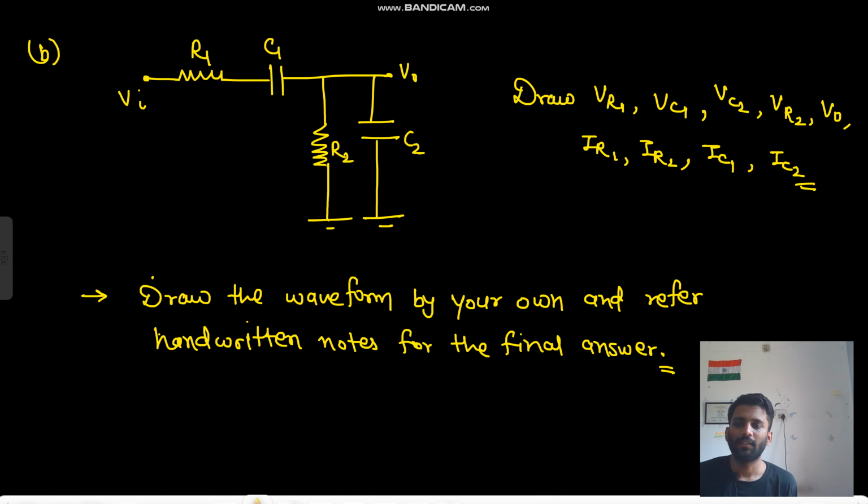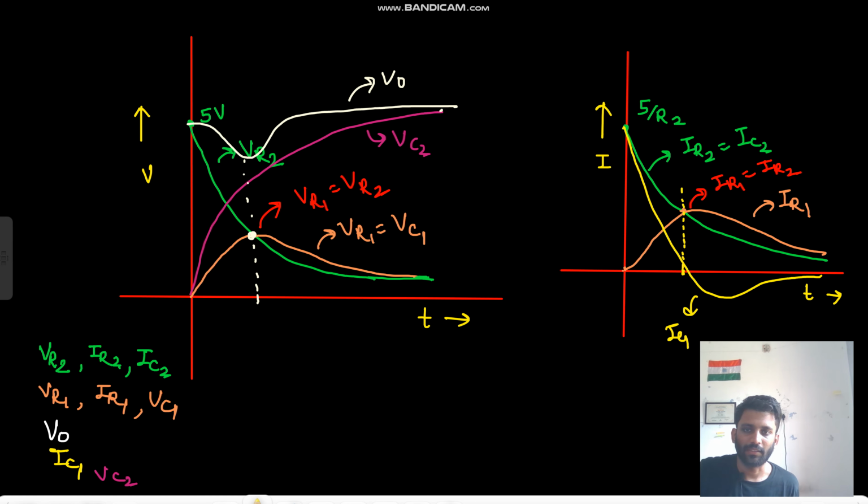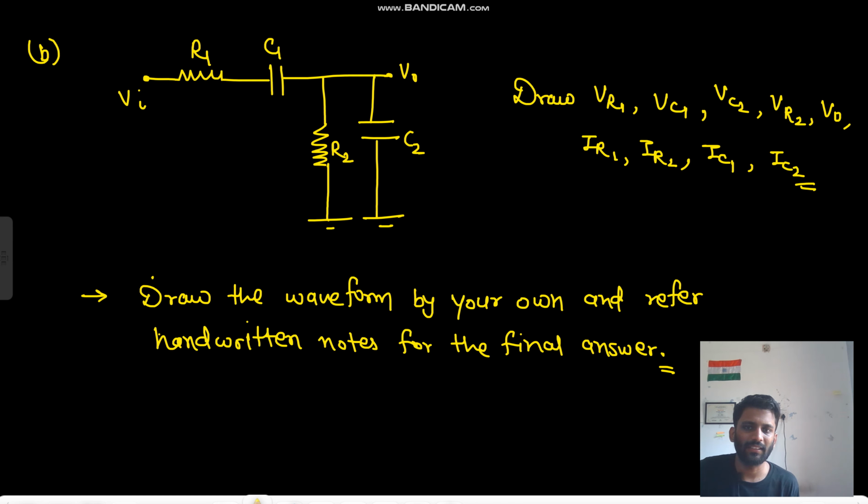Hello everyone. We are continuing this discussion, like this waveform we have drawn. Now this is the same kind of second order RC circuit, just we have interchanged the RC parallel to RC series. So both we have interchanged, and again you have to do the same analysis.